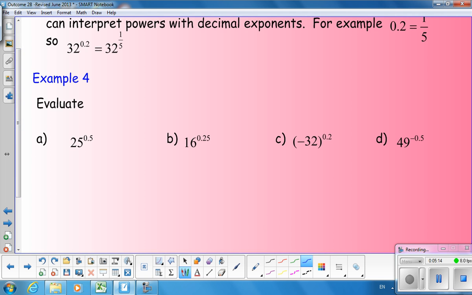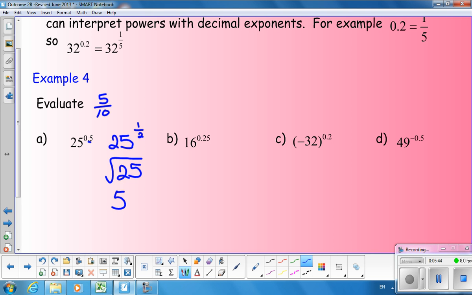25 to the power of decimal 5. Perhaps you already recognize that decimal 5 is the same thing as 1/2. But what if you don't? Because the 5 is in the tenths spot, we end up with 5 over 10, which is equivalent to 1/2 when we reduce. Okay, we need to simplify 25 to the power of 1/2. That 1/2 says take the square root of 25. The square root of 25 is 5.